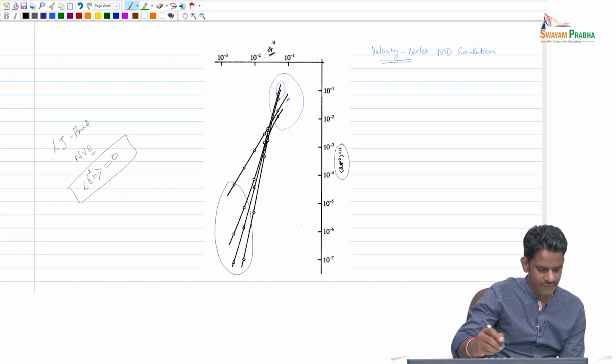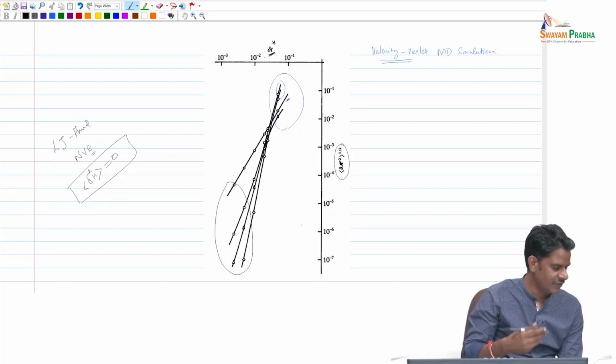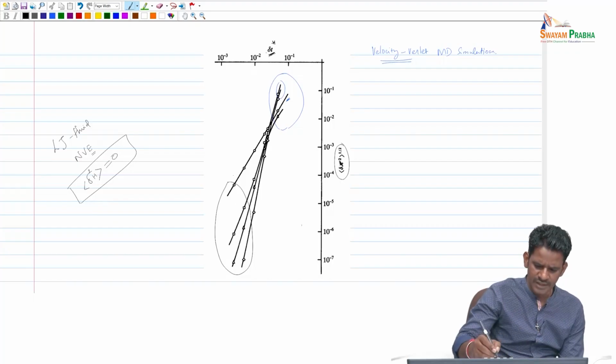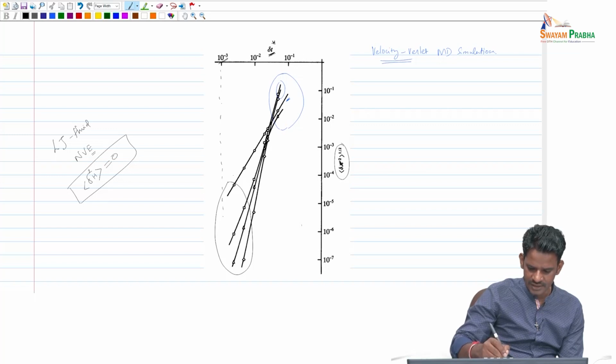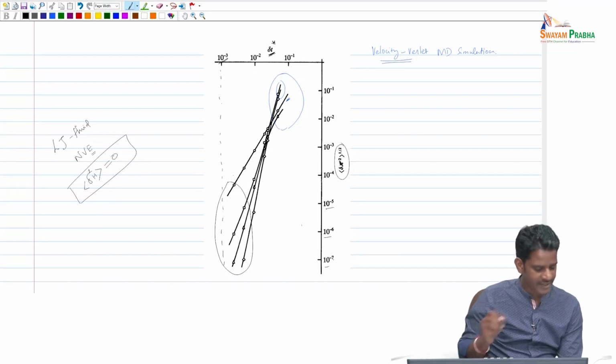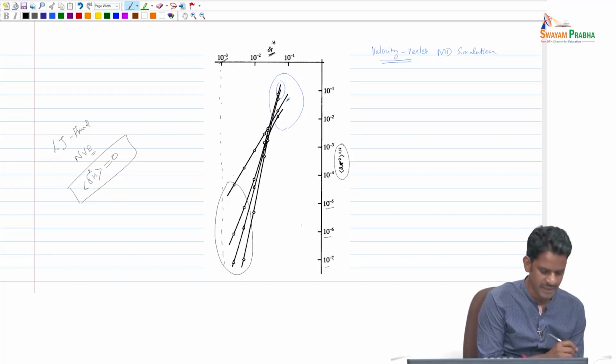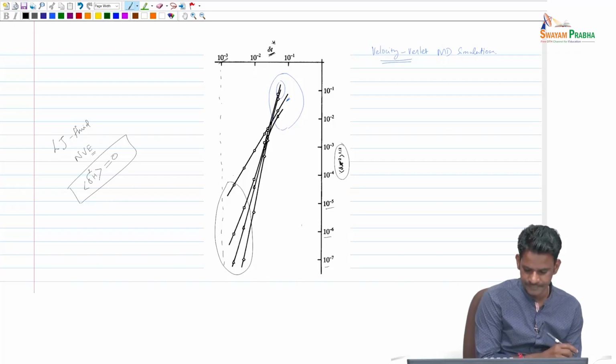You may recollect that we have defined reduced time for Lennard-Jones units. In these reduced units, we are talking about a delta t of 10 power minus 3, for which the energy errors are really small, of the order of 10 power minus 5 or 10 power minus 6 or minus 7. That is the order of magnitude.